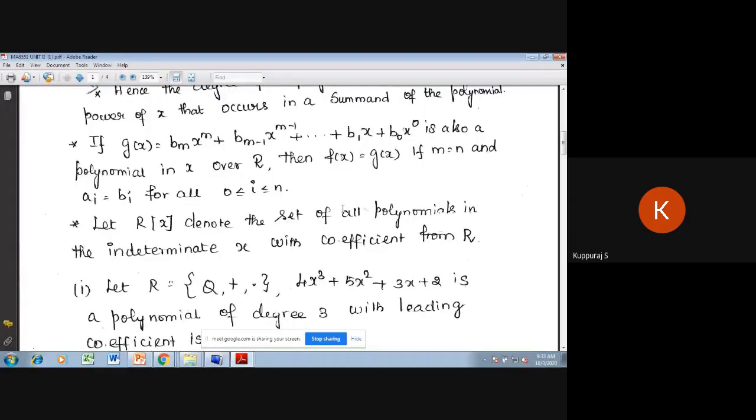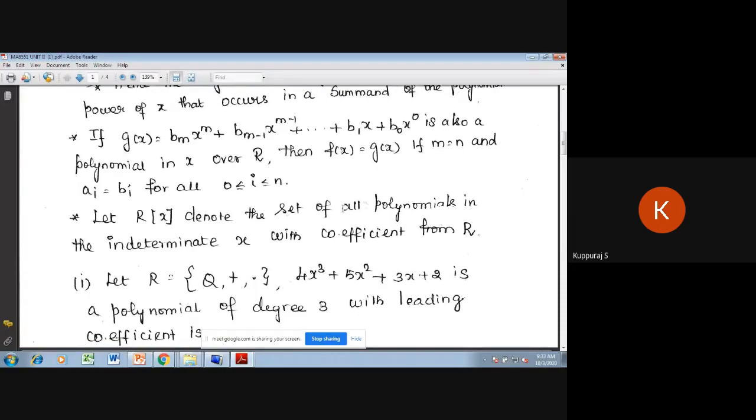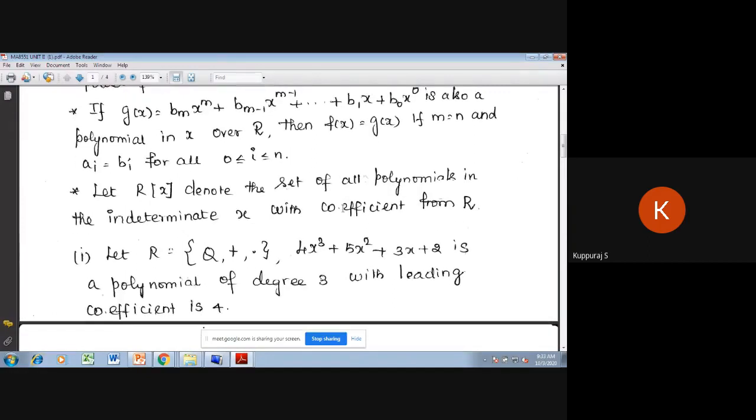Then the polynomial ring R of x: the notation R of x means the set of all polynomials in the indeterminate x with coefficients from R. For example, 4x cubed plus 5x squared plus 3x plus 2 is an example of a polynomial ring. Here the coefficients of x cubed, x squared, x and the constant term, that is 4, 5, 3 and 2, belong to the set of all rational numbers, that is Q.